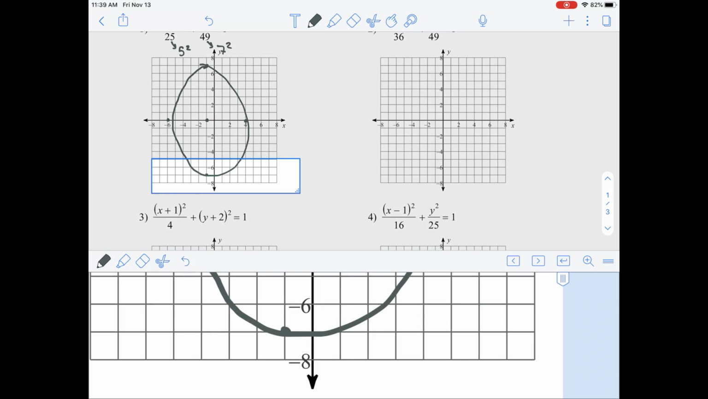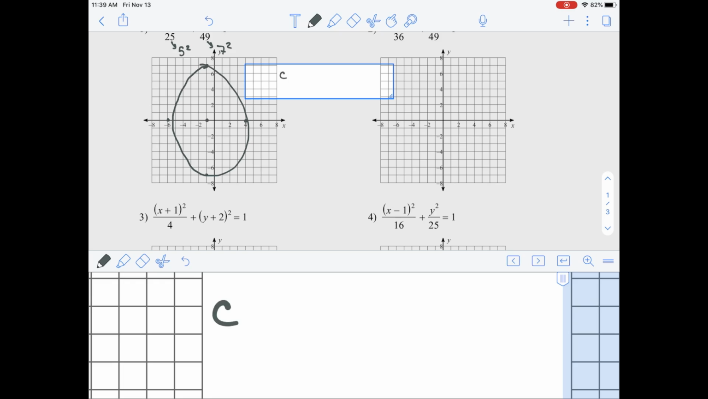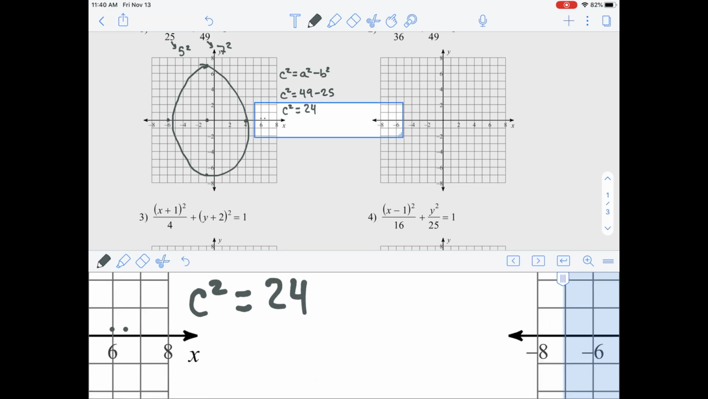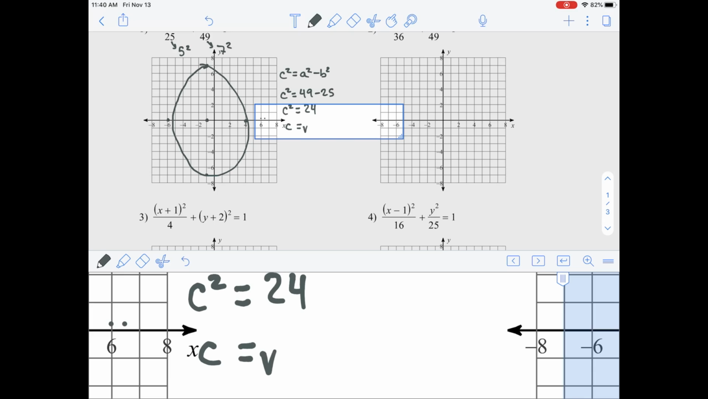Now, I know the question isn't asking us to do this, but I'd still like us to be able to find the focal points, which again are given by the equation c squared equals a squared minus b squared. A squared and b squared come from the equation, so it's 49 minus 25. So c squared is equal to 24. And then you just got to take the square root of both sides.